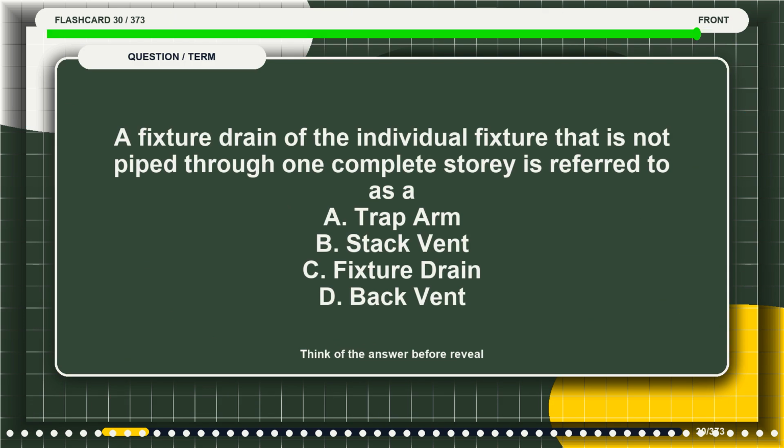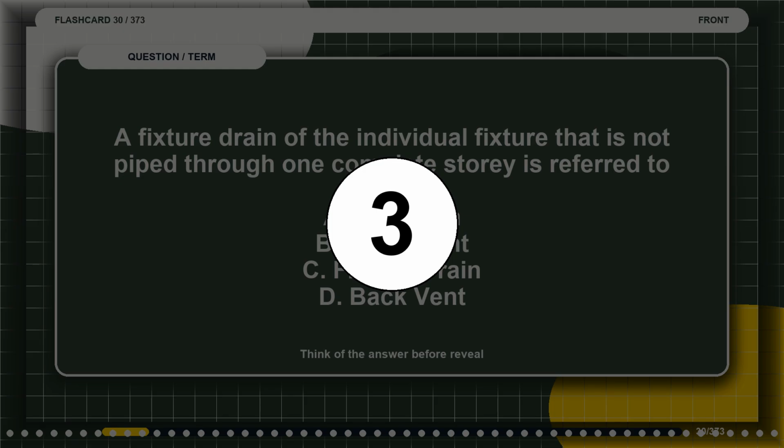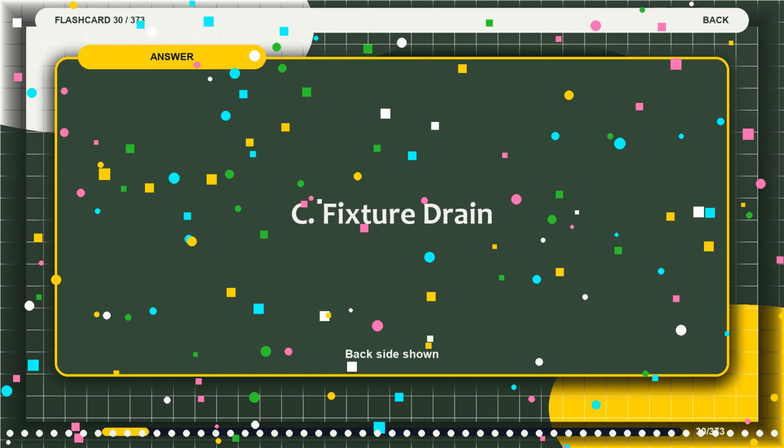Flashcard 30. A fixture drain of the individual fixture that is not piped through one complete story is referred to as: A. Trap arm. B. Stack vent. C. Fixture drain. D. Back vent. Think of the answer before the reveal. The answer is C. Fixture drain.